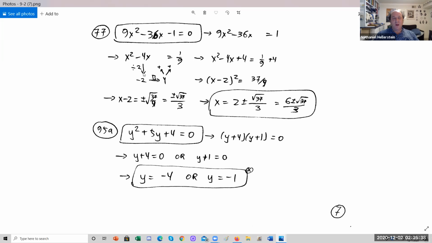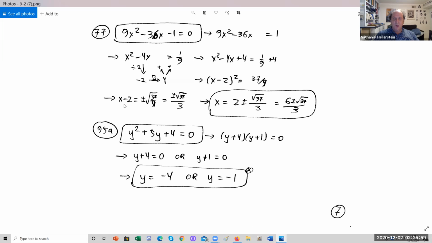Divide minus 4 by 2, you get negative 2. Square that, you get 4. Add to both sides. You get x squared minus 4x plus 4 equals 1/9 plus 4. This left side is the square of x minus 2. And 1/9 plus 4 is 37/9.